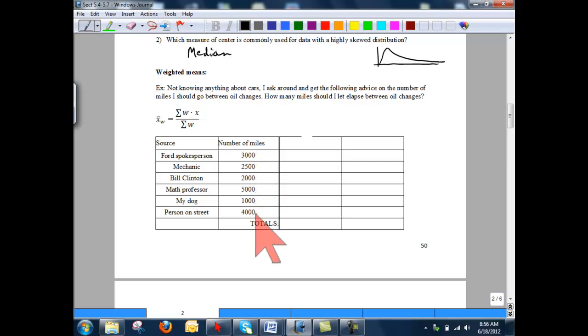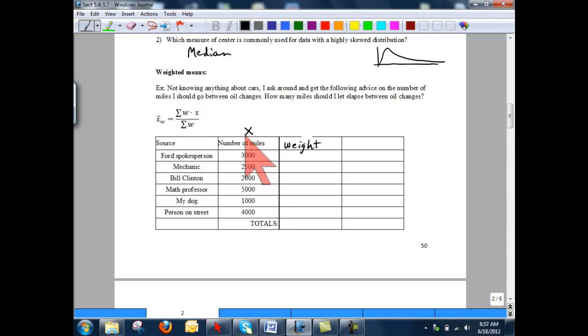Alright, I have a list of numbers. They are different numbers. They come from different sources, and the question is how to combine these numbers into a single answer, because I need a single answer. I'm going to be changing my oil one time. So I could take these numbers and compute the mean, but if you think about it, that may not be the best thing, because if the car is made by Ford, then a Ford spokesperson might have a better idea of what's going on, say, than somebody like a math professor who doesn't know very much at all. So what we typically do is assign weights to people's answers.